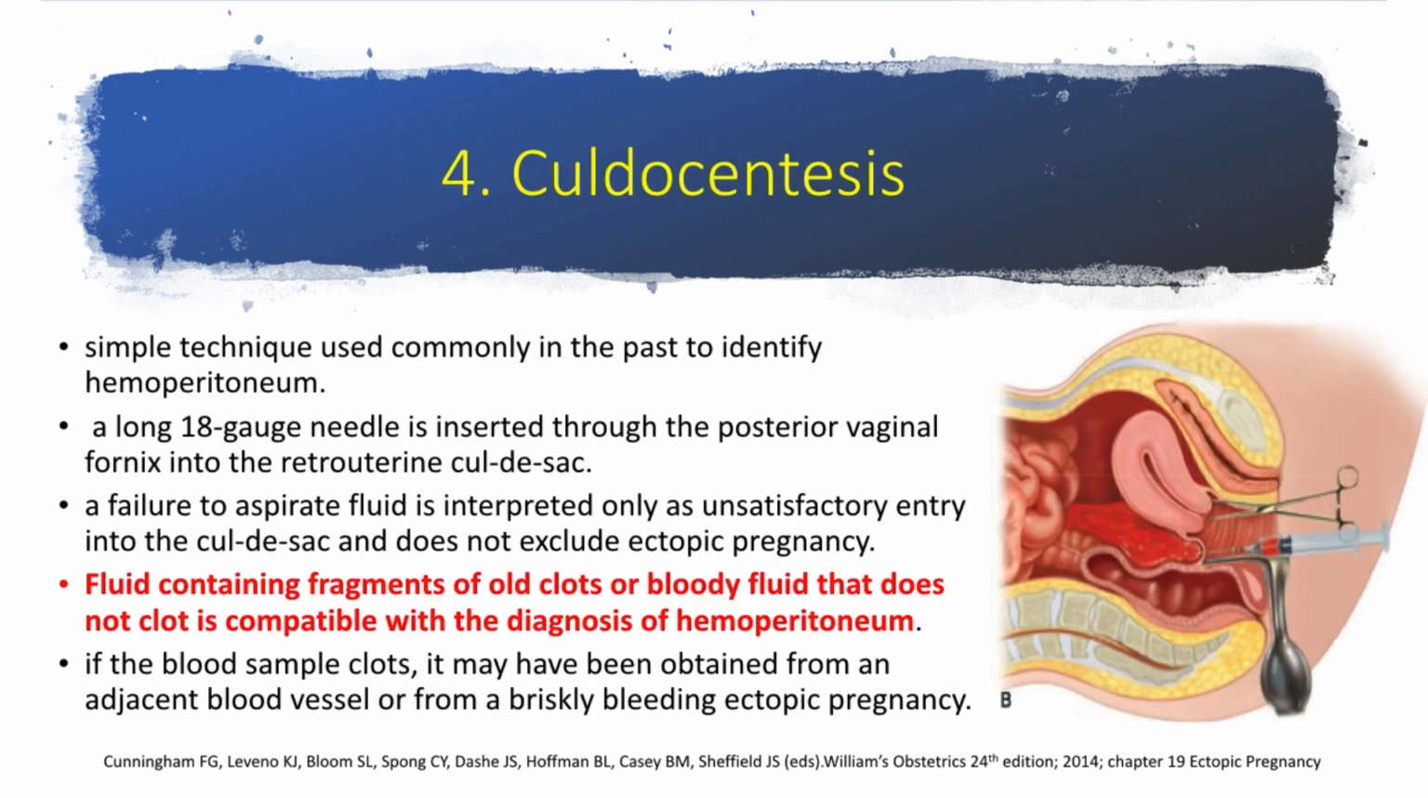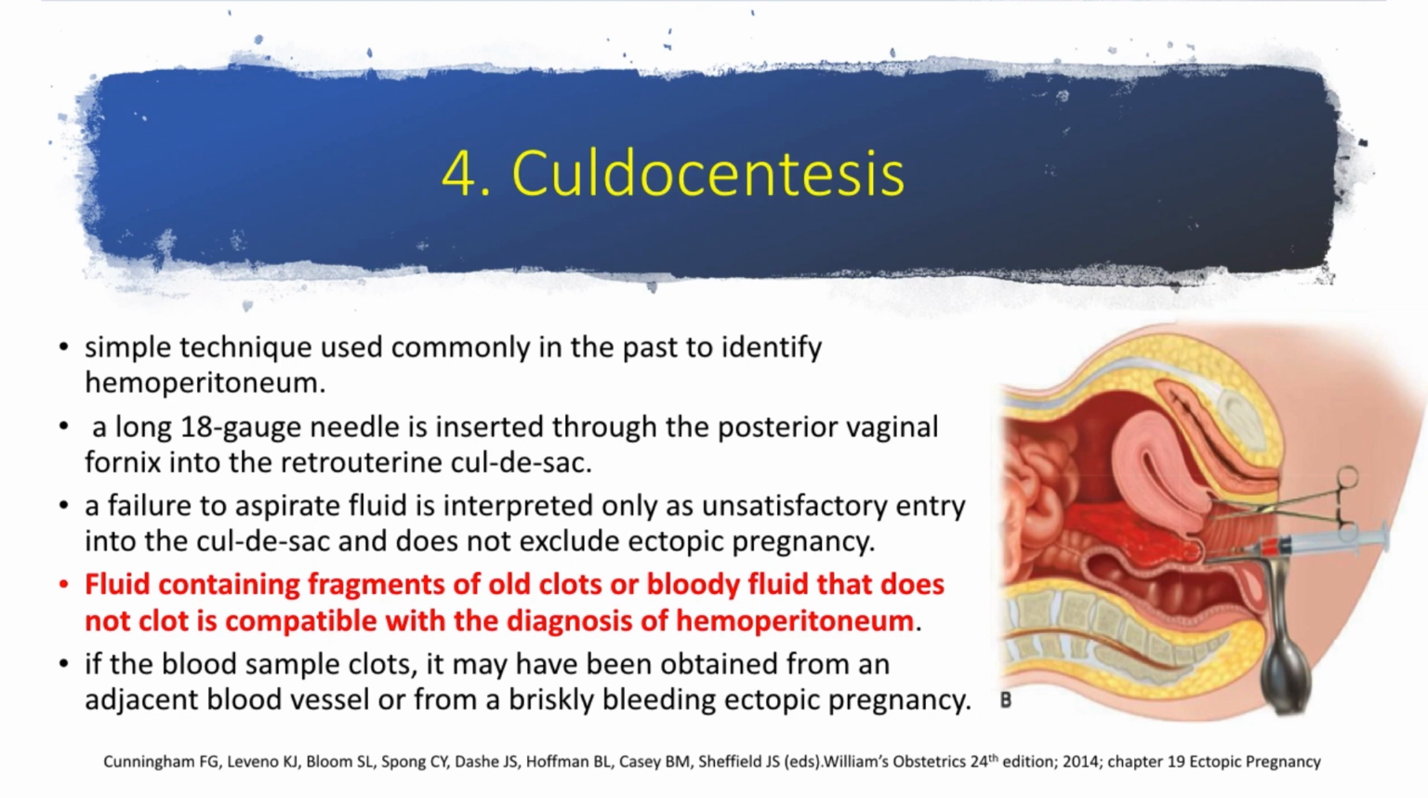Another way to diagnose is through the use of culdocentesis, and this is a simple technique used commonly in the past to identify hemoperitoneum. So we use here a long 18-gauge needle, which is inserted through the posterior vaginal fornix into the recto-uterine cul-de-sac. A failure to aspirate fluid is interpreted only as unsatisfactory entry into the cul-de-sac and does not exclude ectopic pregnancy. Now, fluid containing fragments of old clots or bloody fluid that does not clot is compatible with the diagnosis of hemoperitoneum.